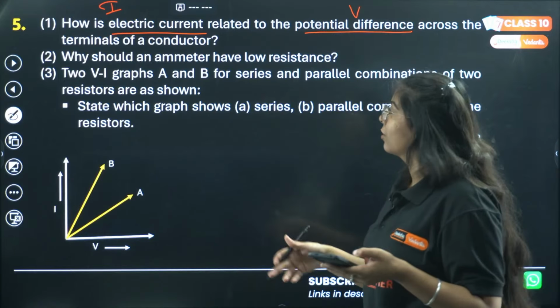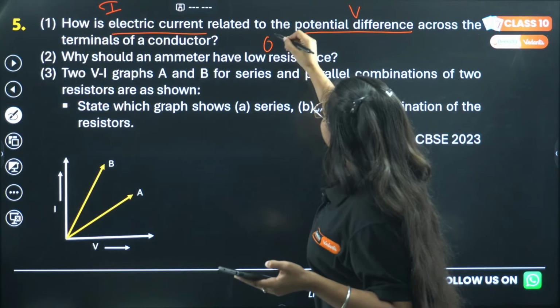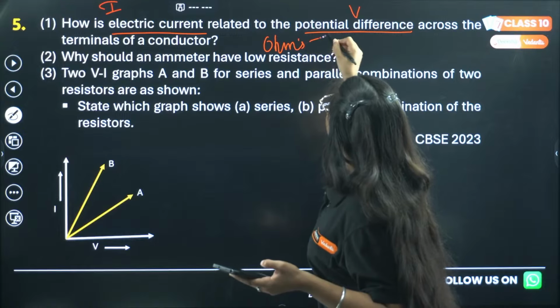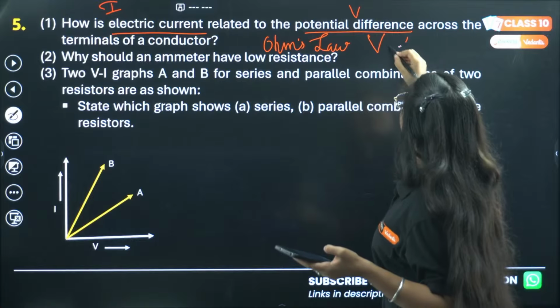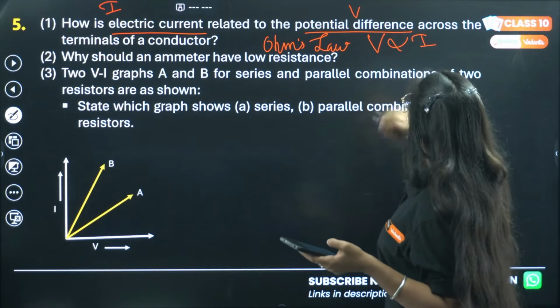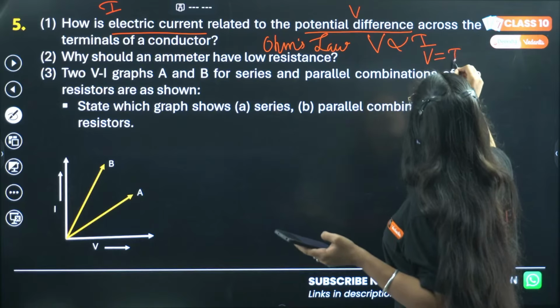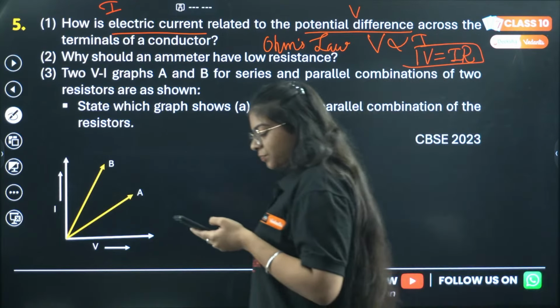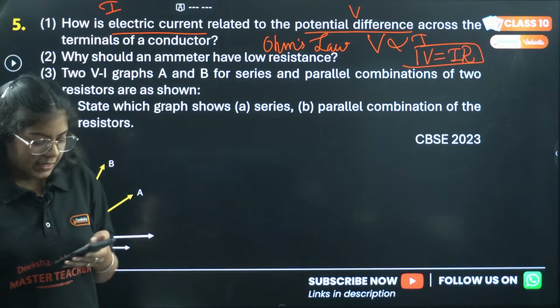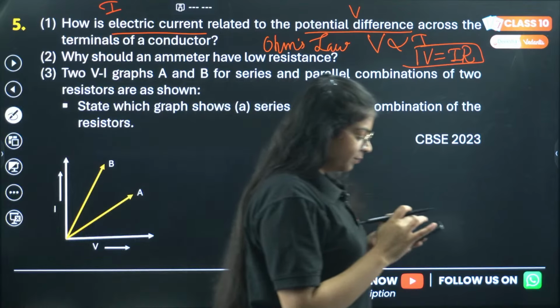Or maybe I'm wrong. Okay, this is just our Ohm's law. How are they related? We know potential difference is directly proportional to electric current, and this will give our Ohm's law, which is V equals IR. Correct? Is that correct, my friend?